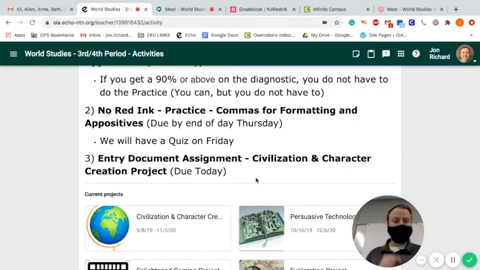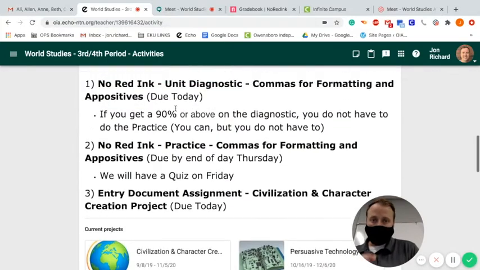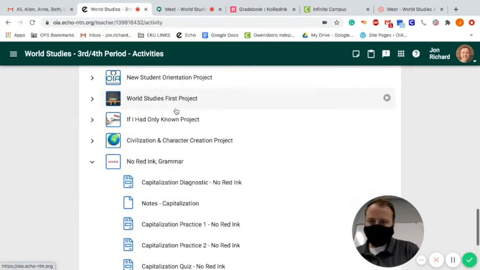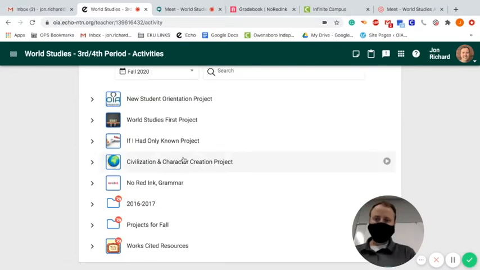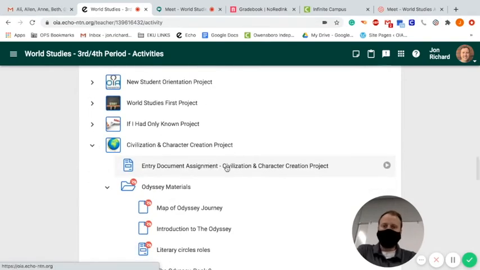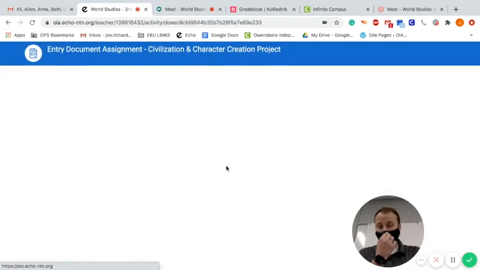I have those available to you all here on Thursday as well if you prefer to have a hard copy. So, what we're going to do right now is read our entry document, which I can go to online in our class as well. There is a new project called Civilization and Character Creation Project. And the only thing in that folder that you can see is the entry document assignment. So let's open that up.